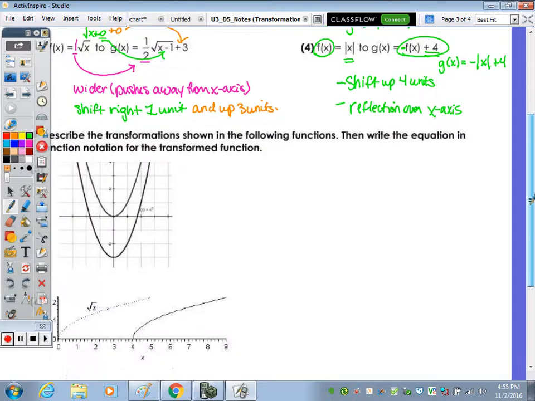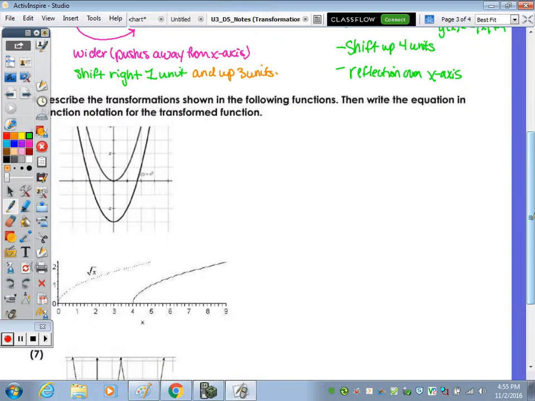The last two or three to finish with pictures. Describe the transformation shown in the functions, then write the equation in function notation for the transformed function. So here's the original. And then this one moved down. If we look at the graph, 1, 2, 3. So let's note the shift first. So we went down 3.